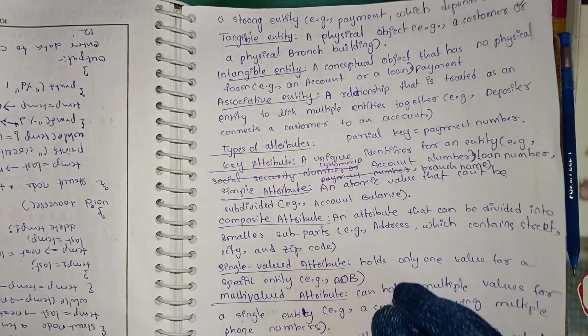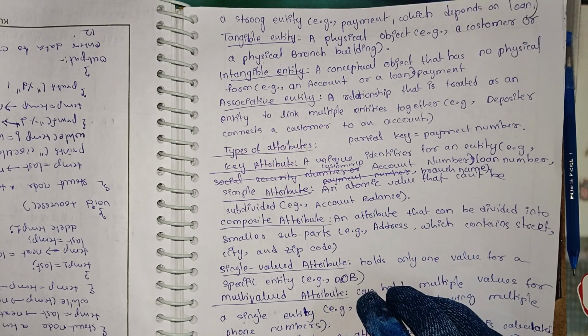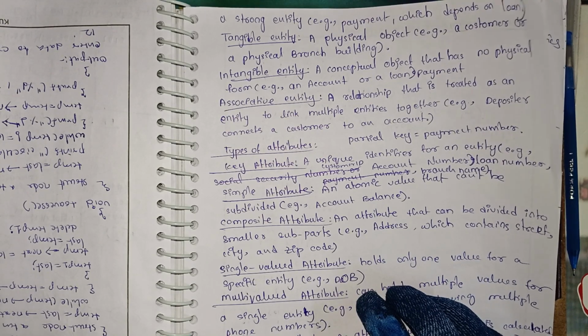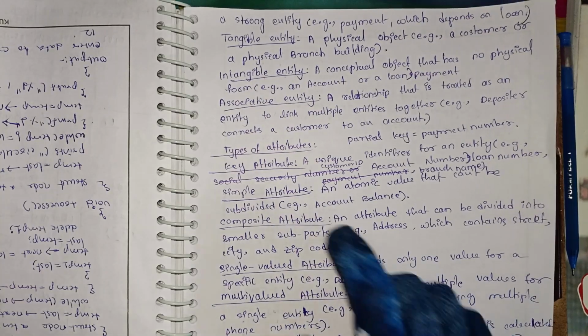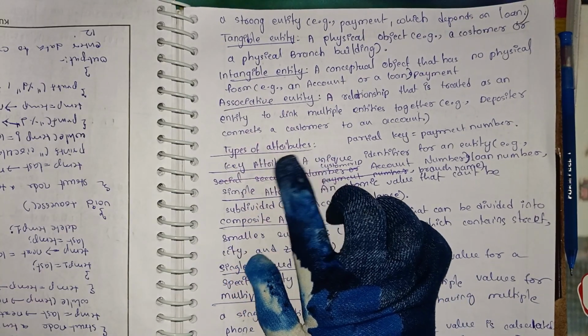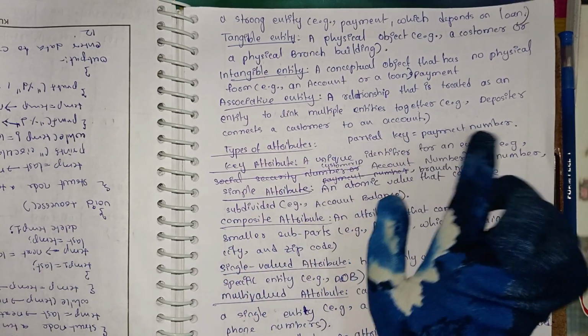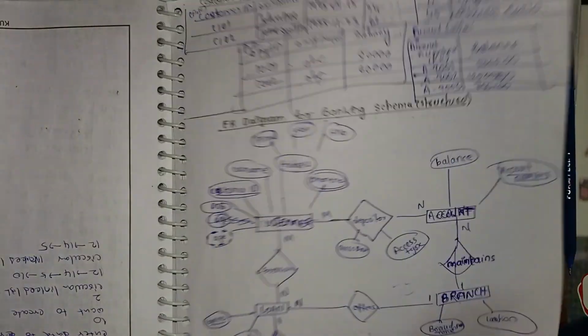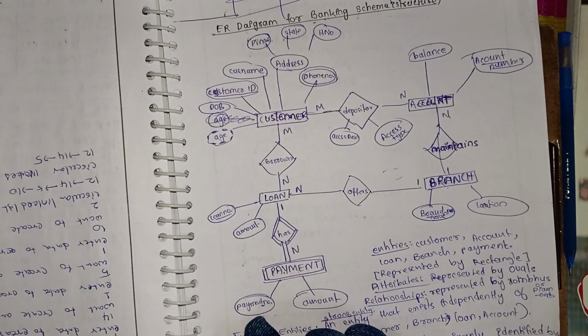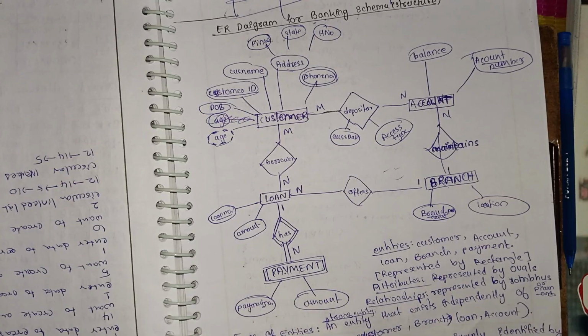Associative entity means it holds the relationship and also holds attributes of its own. Then, types of attributes. Here the partial key is the payment number, because it is a weak entity, that's why the payment number is a partial key.